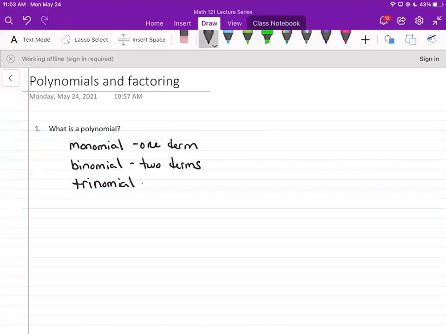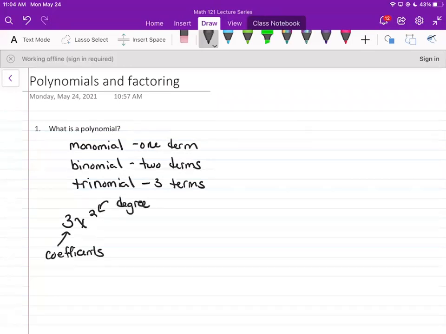And those are all special expressions that we are going to deal with throughout this course. But when we move past three terms, we can just generalize them as polynomials. There are a couple things that you need to be able to identify with polynomials. You need to be able to identify the coefficients, which are the numbers out front. You need to be able to identify the degree, and the degree here is the exponent.